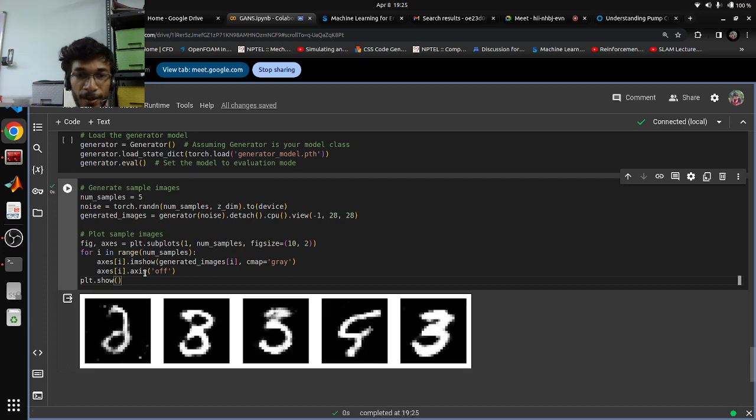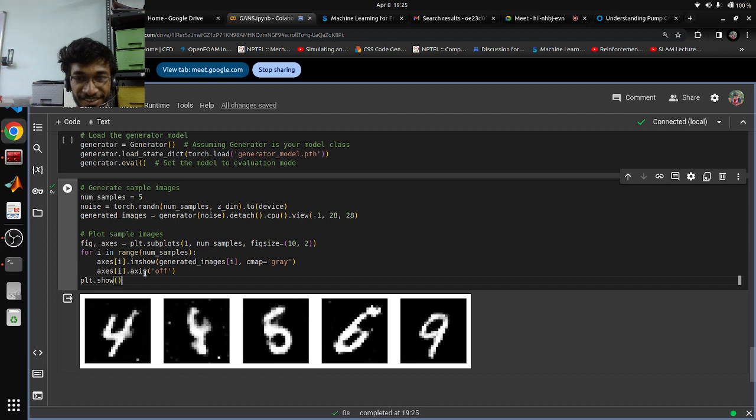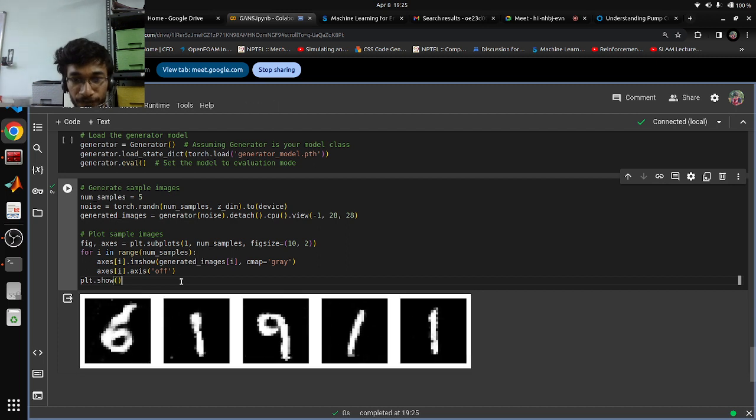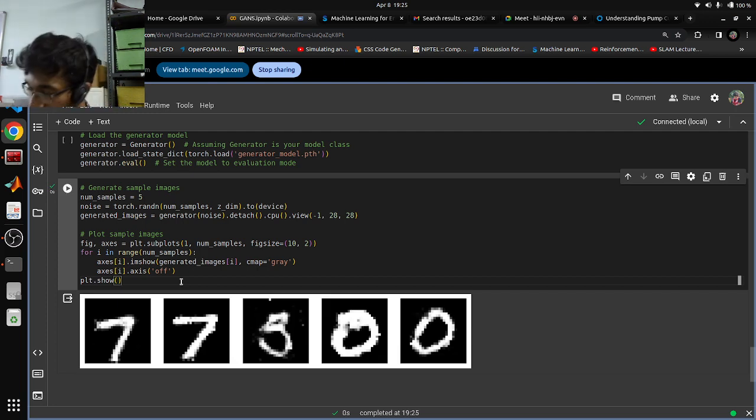Okay, so the mapping is not foolproof, but it has still learnt what a real number should look like from 100 dimensional random numbers, basically. Okay, so yeah, any doubts at this point?